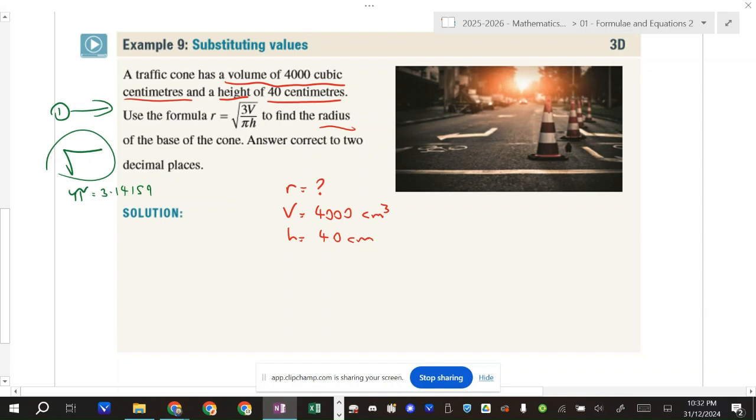Now you might be looking at that going, hang on, I can see the V, I can see the R, I can see the H, but there's also this pi thing. Now pi is a number. It is not a variable. It is not a pronumeral. Pi is just a symbol we use because the number itself is what we call transcendental, and it's irrational. It can't be expressed as a fraction, and its decimal places go on forever.